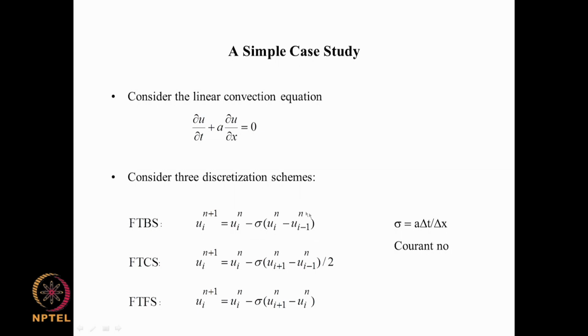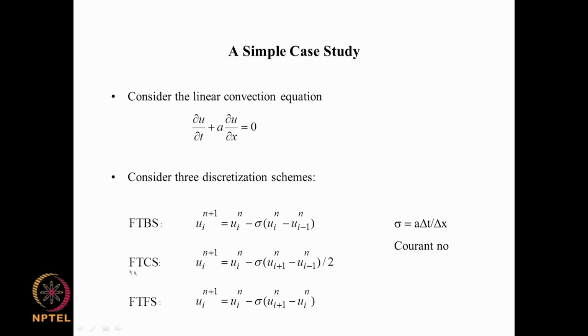So, this is one possibility, and we know that we are making this a forward difference. So, it is first order accurate, and here also this is a backward difference involving only 2 points. So, this is also first order accurate. So, we have this approximation here that is first order accurate in time and space. So, that is what we have in FTBS.